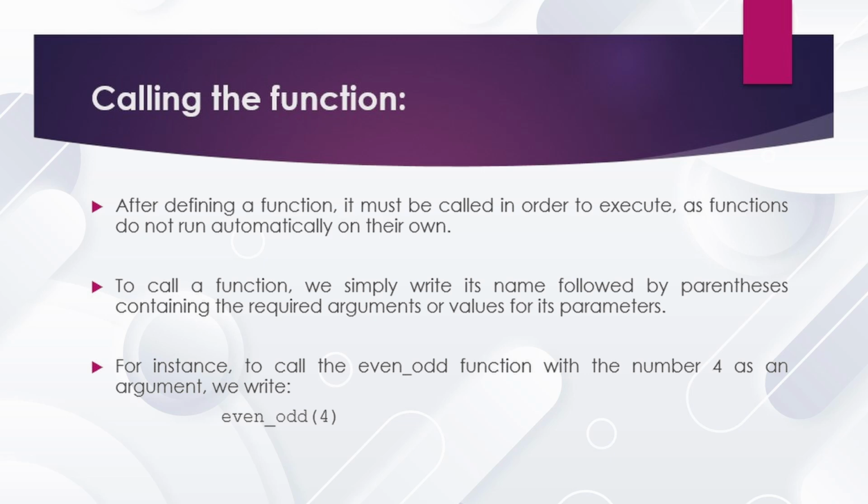When this statement is executed, the Python interpreter transfers control to the function definition and assigns the value 4 to the parameter num. The function then processes this value using the statements within its body to produce the desired result. The data or values provided to a function during a function call are known as arguments.